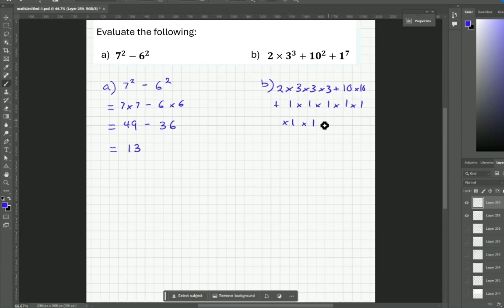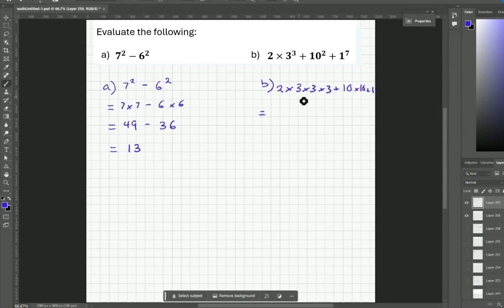We don't have to do all of these ones, because we know that 1 times itself any number of times is just going to be equal to 1. 1 times 1 done 100 times over is still 1. So we can pretty much just write that this is going to be adding just 1, plus 1.